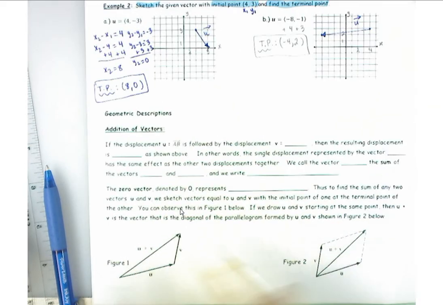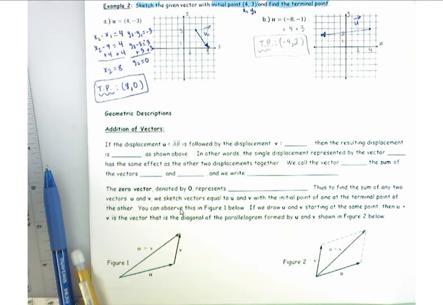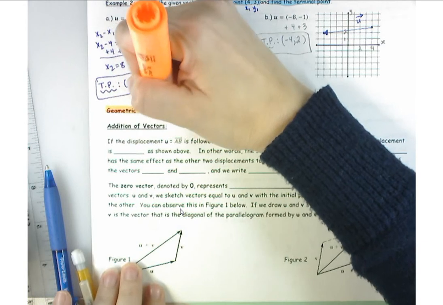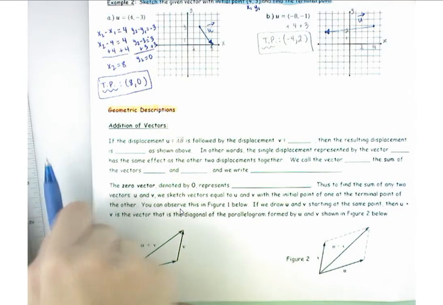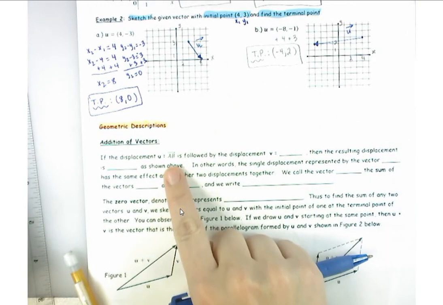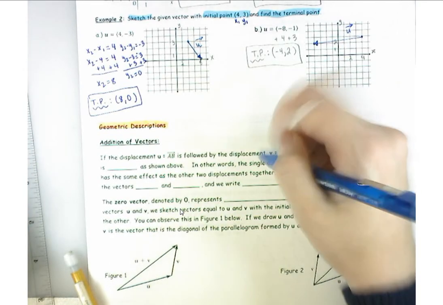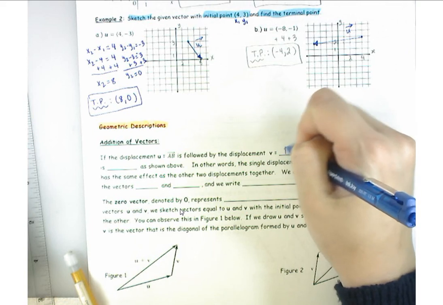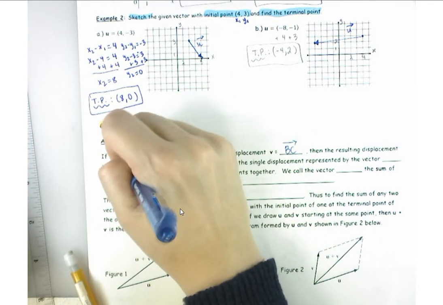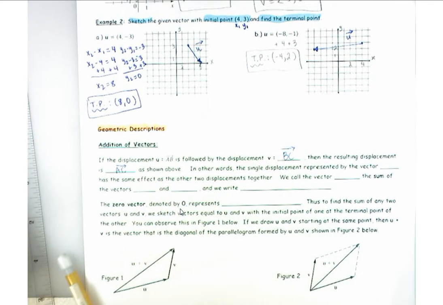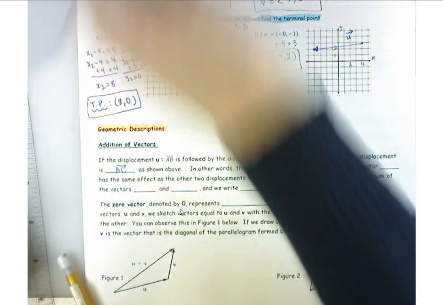Okay, so the next thing we're going to talk about are some geometric descriptions. Okay, and in particular, we're going to start with the addition of vectors. So if you have the displacement as a vector, AB, if that's followed by the displacement of the vector V, which we're going to call BC, then the resulting displacement is AC, and then it says as shown above, but it's not shown above yet, so we have to create that.